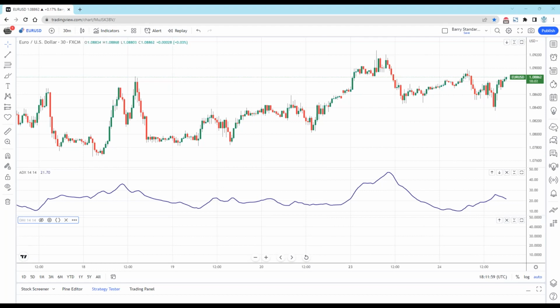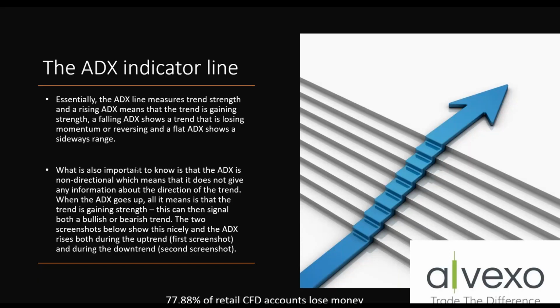So let's go back to my PowerPoint here. Okay. So essentially, the ADX line measures the trend strength, and a rising ADX means that the trend is gaining strength, because this is what we need to know.